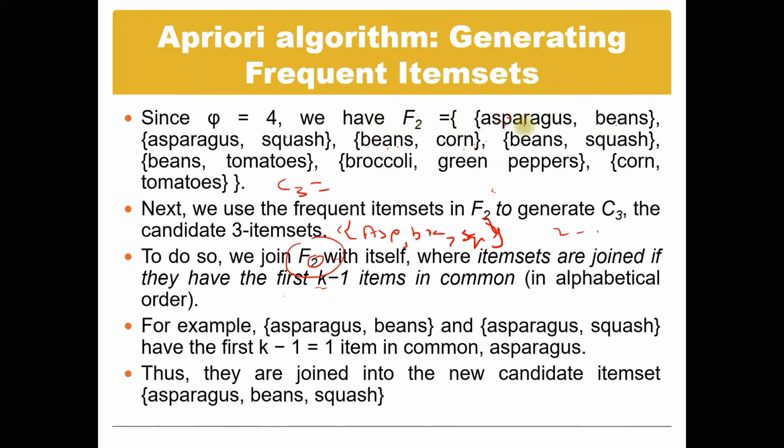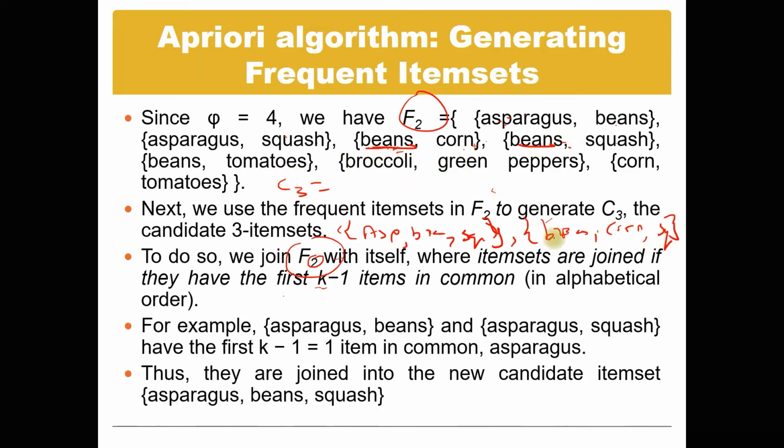There is nowhere there is asparagus next, so obviously we move on to the next. We have bean, corn, bean, squash. So what's going to happen now? We see that bean, corn, bean, squash, we can join them together. Because you are talking about a 2-item set here, the first one item is common, bean, bean. So bean, corn, and squash can be joined together.